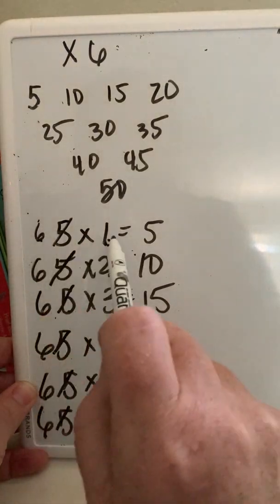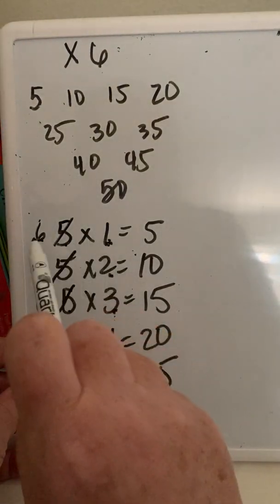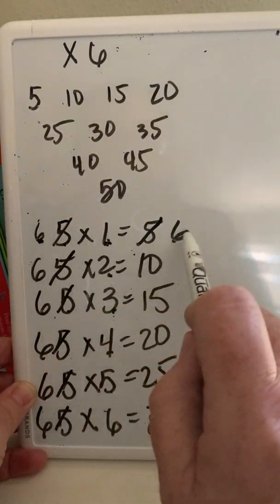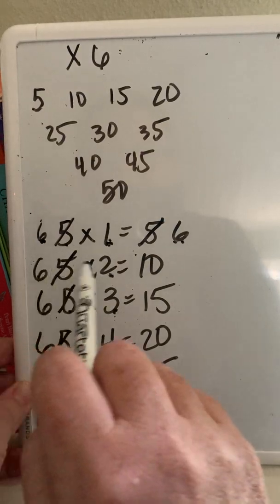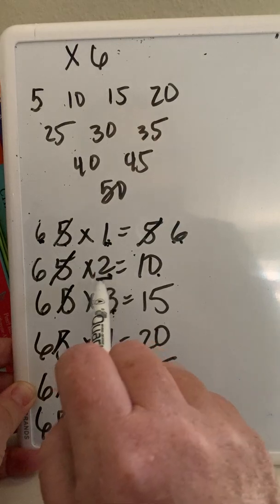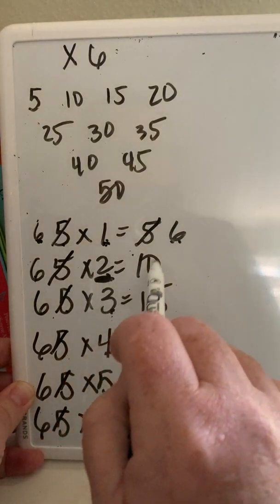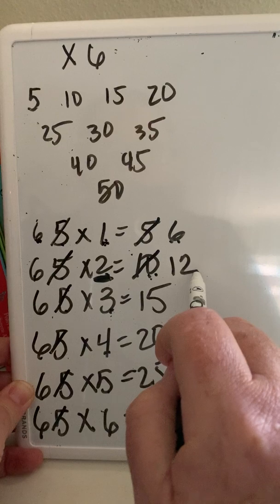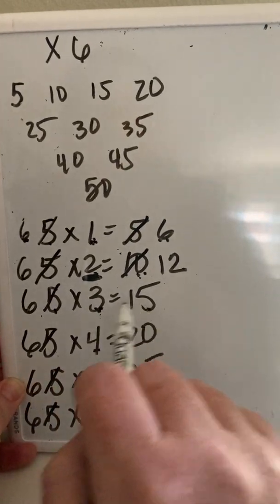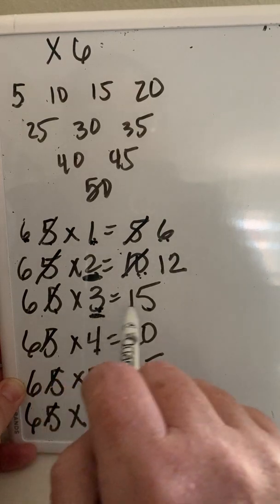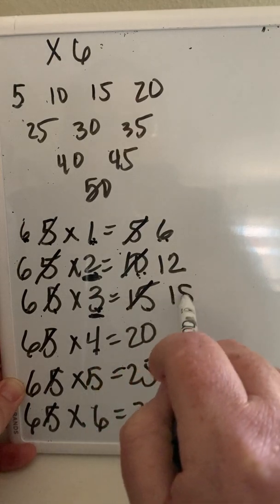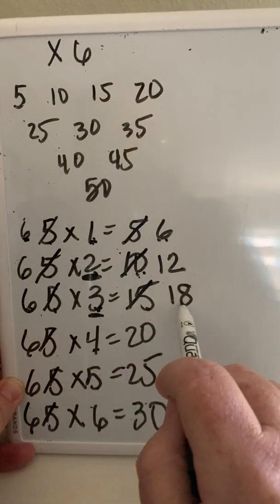So watch. When you're doing 6 times 1, imagine 5 times 1. One more 1 would be what? 6. 6 times 1 is 6. 6 times 2, if 5 times 2 is 10, we need one more 2 added to this. What would that be? 12. 6 times 3, 5 times 3 is 15. We need one more 3. What's 15 plus 3? 6 times 3 is 18.